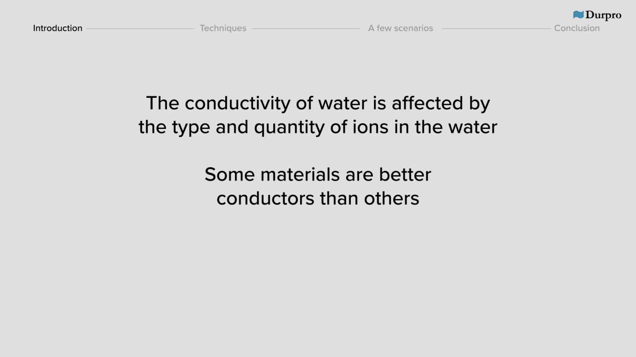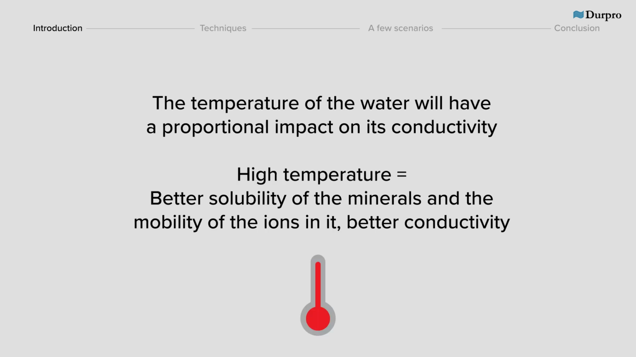in the water. Indeed, the type of ion found in a body of water will have an impact on the conductivity since some materials are better conductors than others. As for the quantity, it is logical to think that the more conductors there are, the higher the conductivity. Finally, the temperature of the water will have a proportional impact on its conductivity.